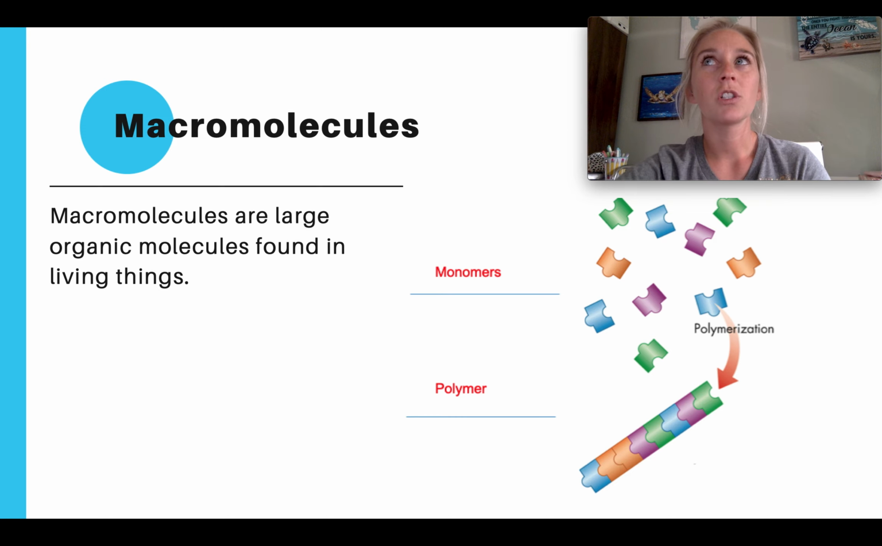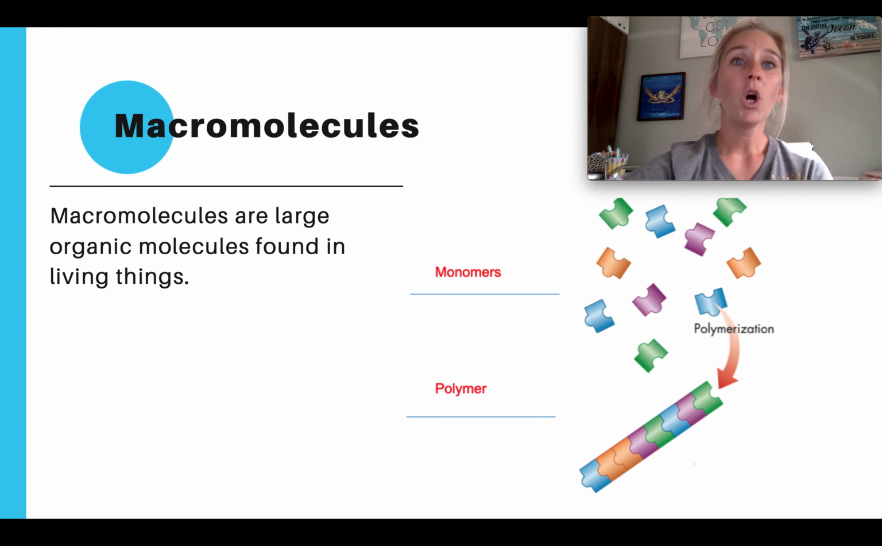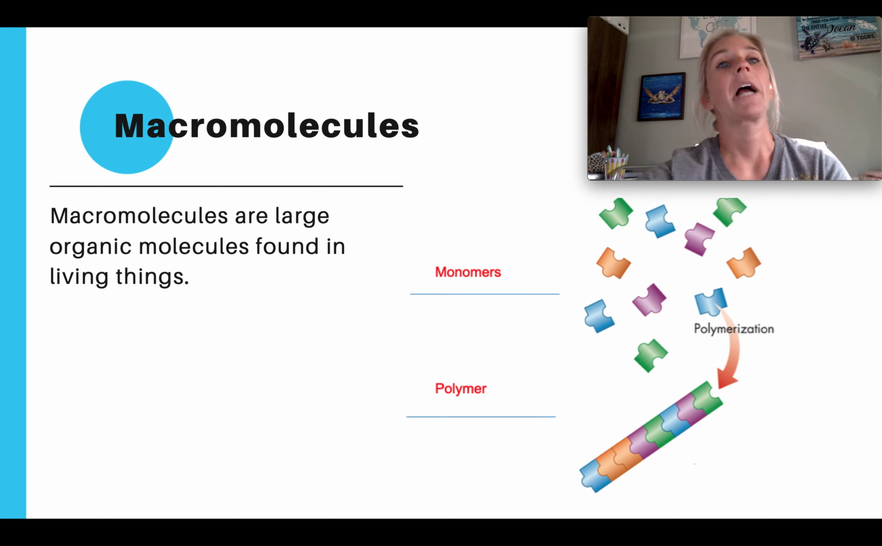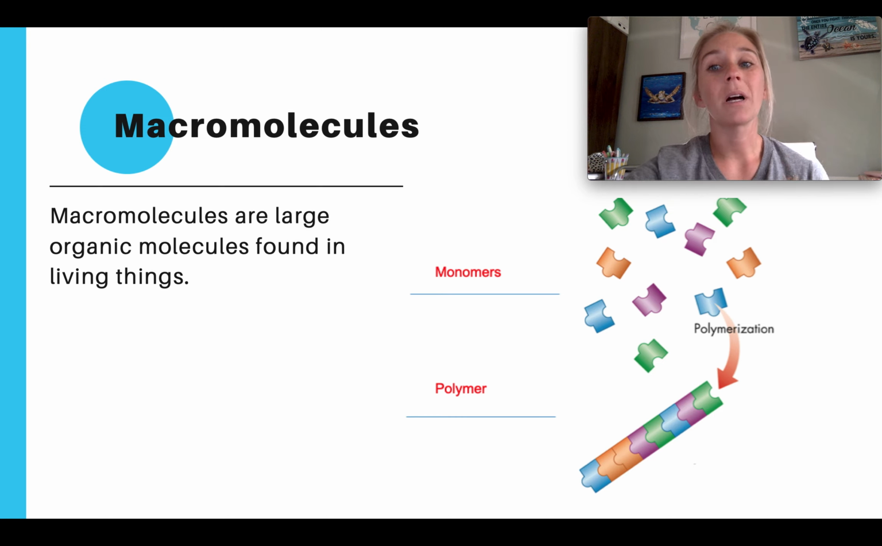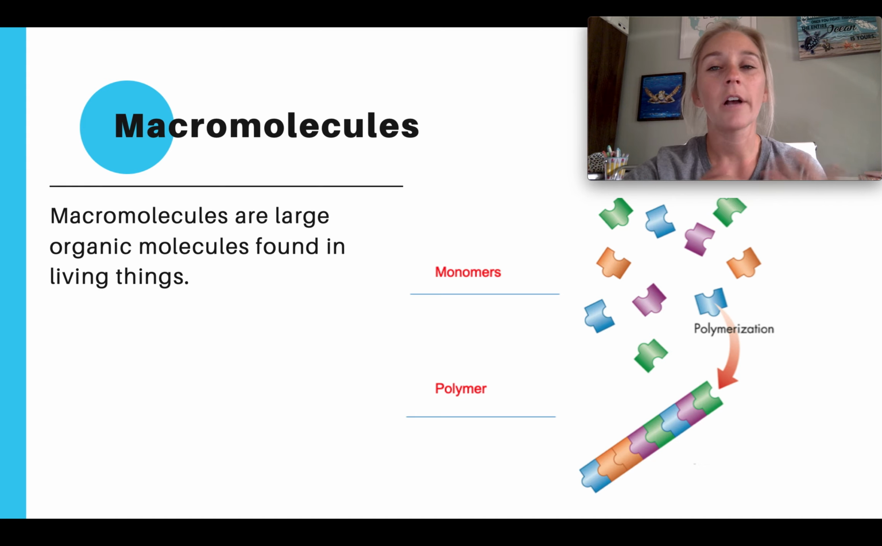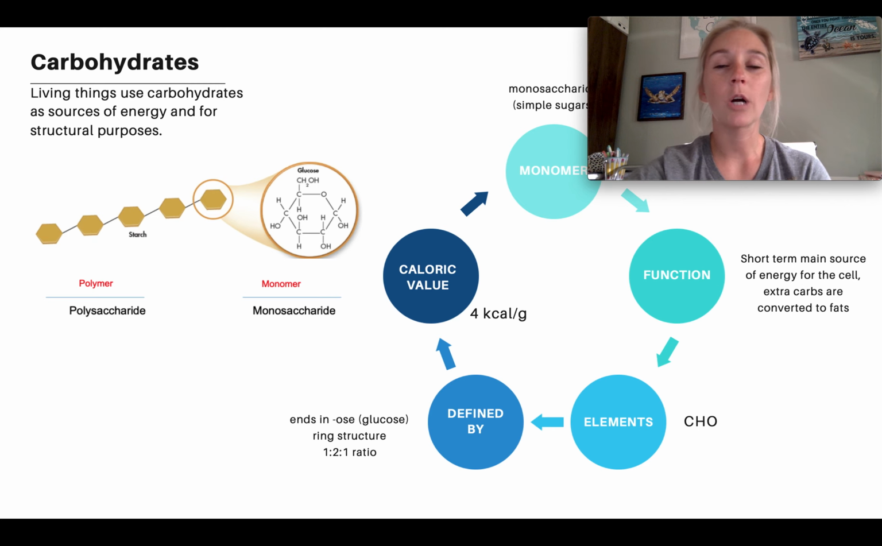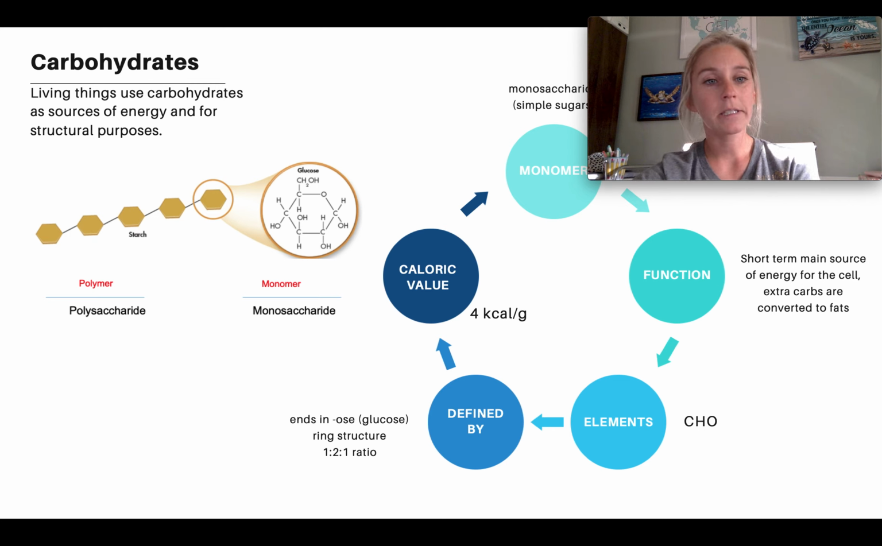This polymerization typically occurs in one of 2 ways. Either hydrolysis, where polymers are broken down, and this uses water, or a condensation reaction, and this means that monomers are combined into polymers and water is released. These are sometimes called dehydration reactions because it's being dehydrated. It's losing the water. Now, there are 4 main macros: carbs, lipids, proteins, and nucleic acids.